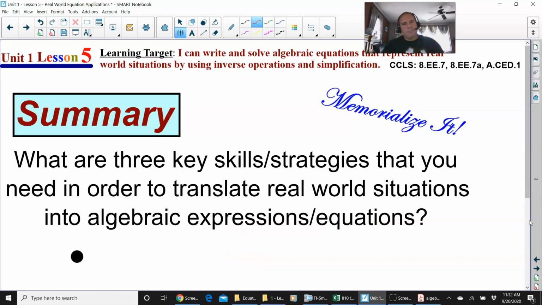Remember, for your summary, put down 3 skills or strategies that you need in order to translate real-world situations into algebraic expressions, and then everything that we did also for the consecutive integers. Make sure that you have that summary down as far as you go. You can look back into your notes and look back into the lesson to list any skills or strategies. There's no way you can remember everything that is on there without looking back.